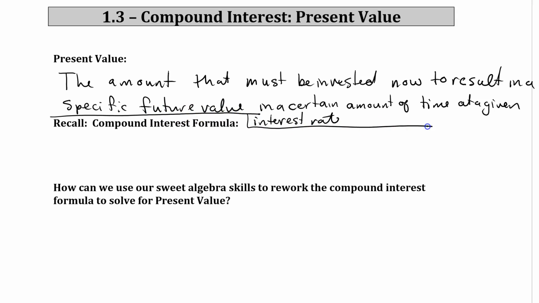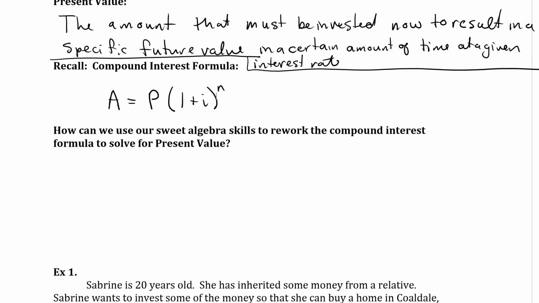So you guys know the compound interest formula. Let me just remind you of it. A equals P(1 + i)^n, where A is the future value, P is the principal or present value. So the question is, how can we use our sweet algebraic skills to rework the compound interest formula to get the present value, to solve for P? The secret is just isolating that P.